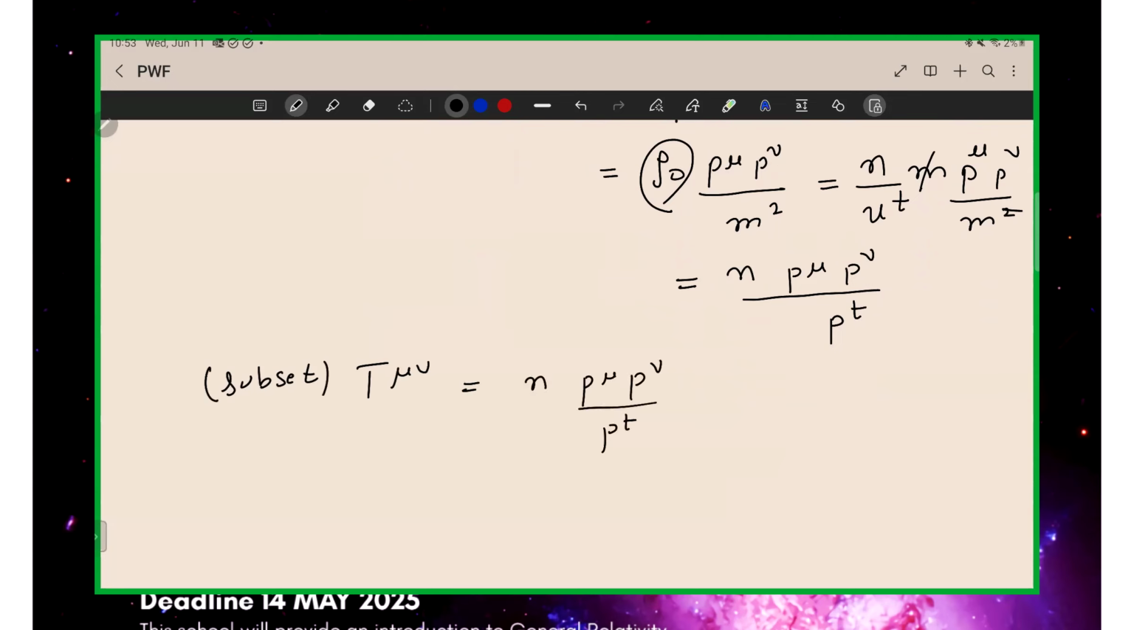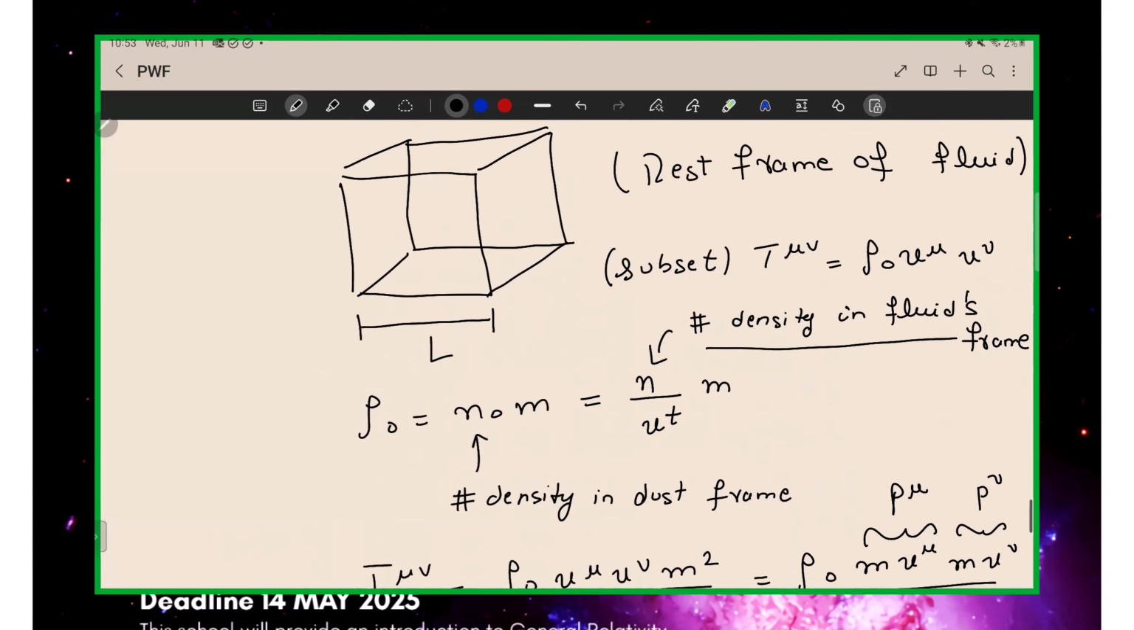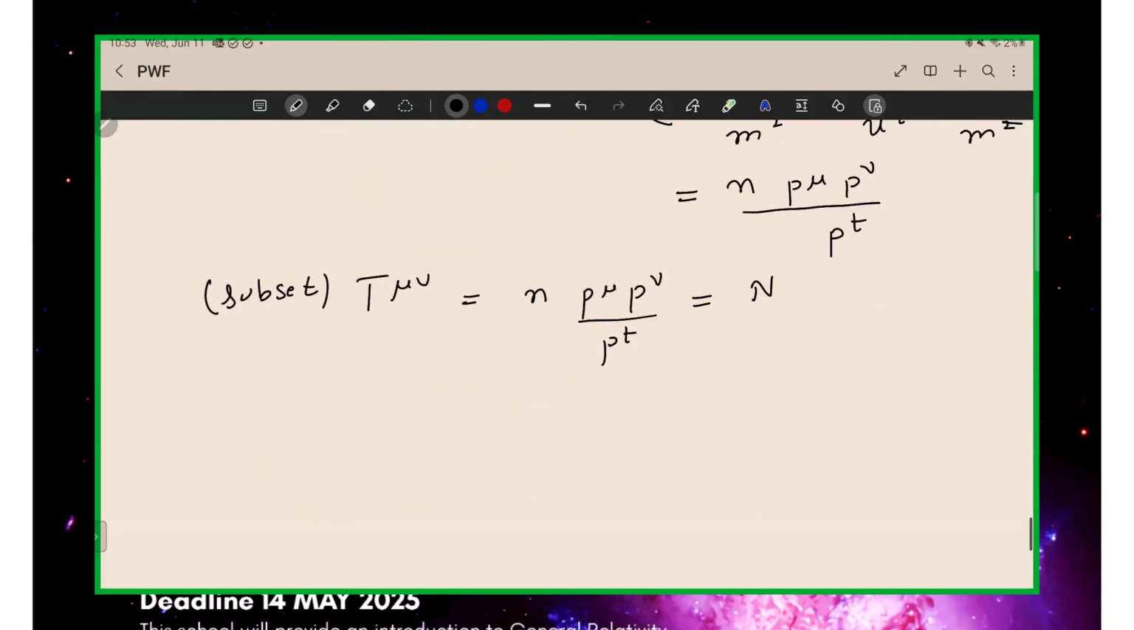Now, n is, as I told you earlier, the number density in the fluid's frame, right? So which means this cube, right? And the number density is just n over L cubed, because this length L is in the fluid's rest frame, not in the dust's rest frame. That's very important to know. Okay, so it means that you just have n over L cubed p mu over p t. Okay, now this stress tensor is only for the subset.